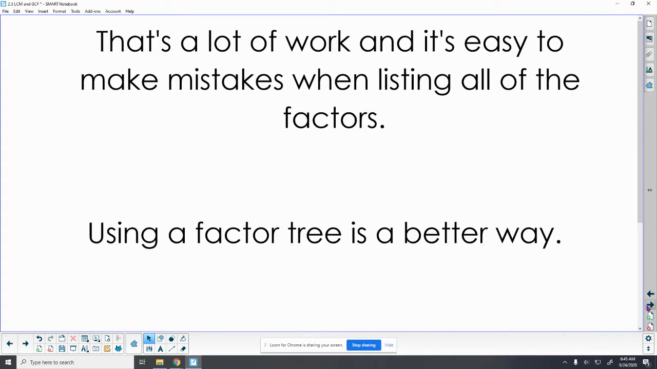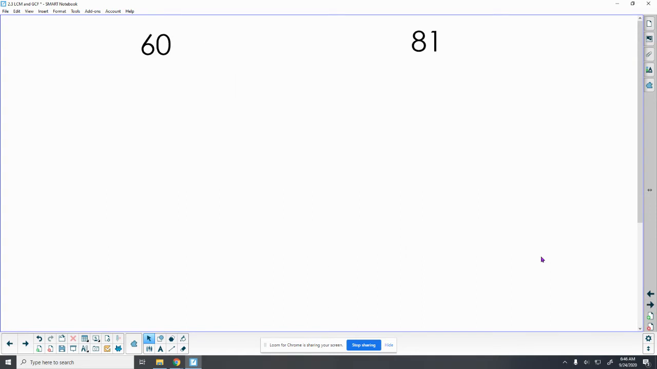So that's a lot of work sometimes, and it can be easy to make mistakes, like on the number 60 when we're trying to list all of the factors. So here is another way that you can find factors. It's called using a factor tree. So we're going to take a look.